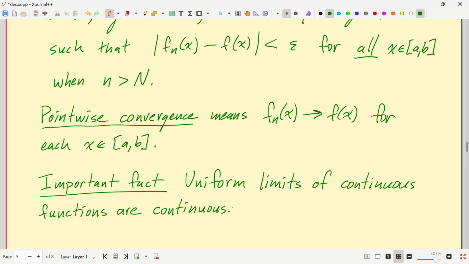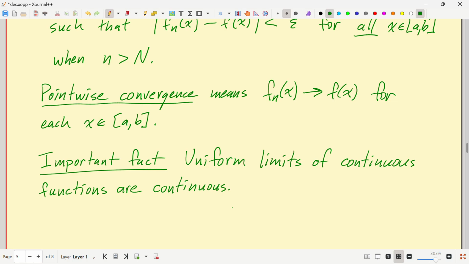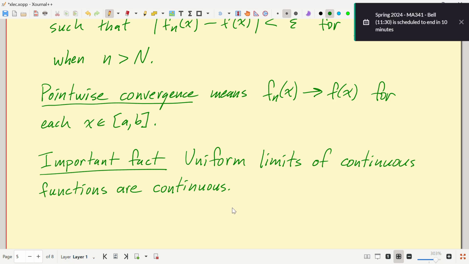I want to make sure we get to that, so I'm going to do that next week. I also want to make sure we have some fun with some classic analysis things like convergence of Fourier series. So that's my plan for the rest of the semester.